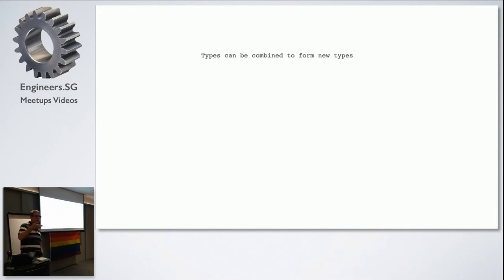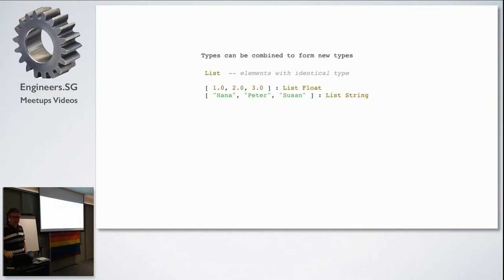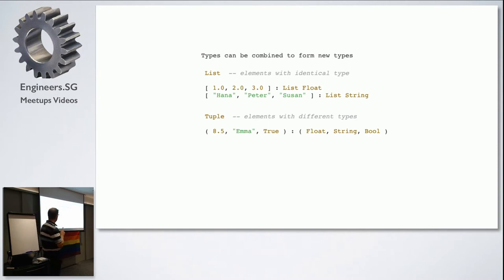You can take types and build other types from that. And in Elm, there are a couple of types that let us provide collections of types. So list is the first one that comes to mind. List is a type that collects types that are identical in shape. So we can have a list of floats, we can have a list of strings, very basic stuff. There's another type that collects types in Elm, that's the tuple, which may be less familiar, unless you are from Python, for example.